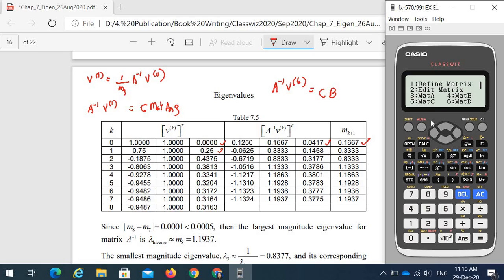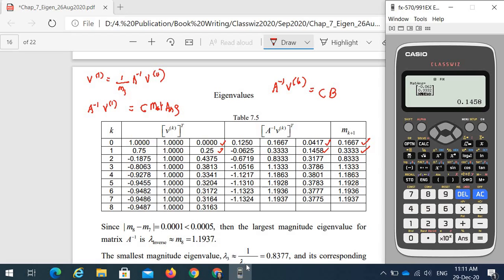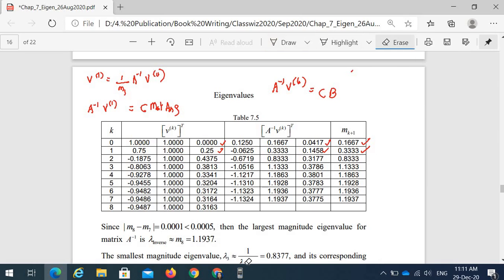So your option, take back your C, which is actually your A inverse, which is number 5, multiply V1 stored in max answer. So option, max answer, number 1. So you get negative 0.0625, 0.3333, 0.1458. So the process is repeated. So M2 now, the largest magnitude, is 0.3333. Okay, so repeat the process now.